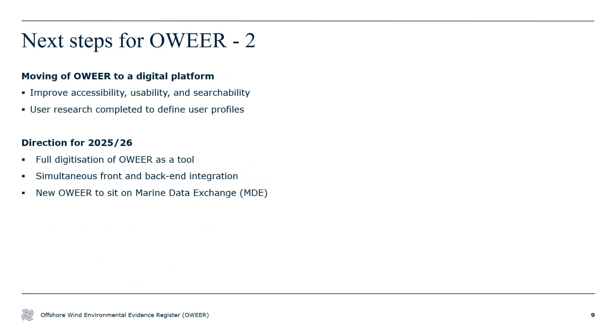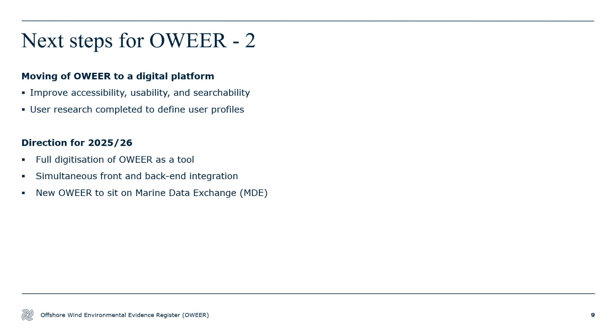Alongside this gap analysis and reprioritization work, we will also be moving forward with digitizing OWEER in line with other developments in the space, like the Offshore Wind Evidence Knowledge Hub. The aim for this is to improve the accessibility, usability, and searchability of the register to make it more user-friendly. We have already conducted some user research to define different user profiles that will help us move forward with the digitization design. Overall, as a direction for 2025 and 2026, the OWEER will be fully digitized as a tool where the front and back end will be developed simultaneously.